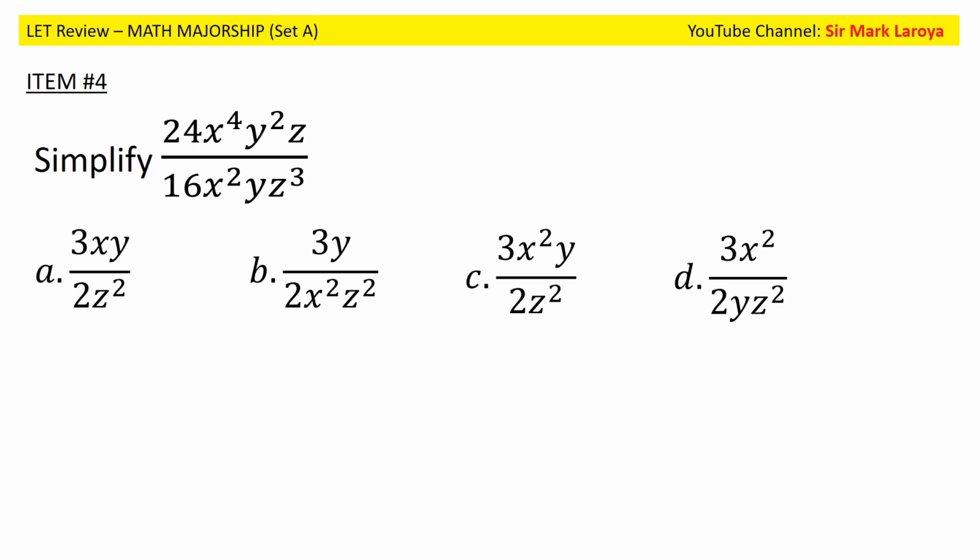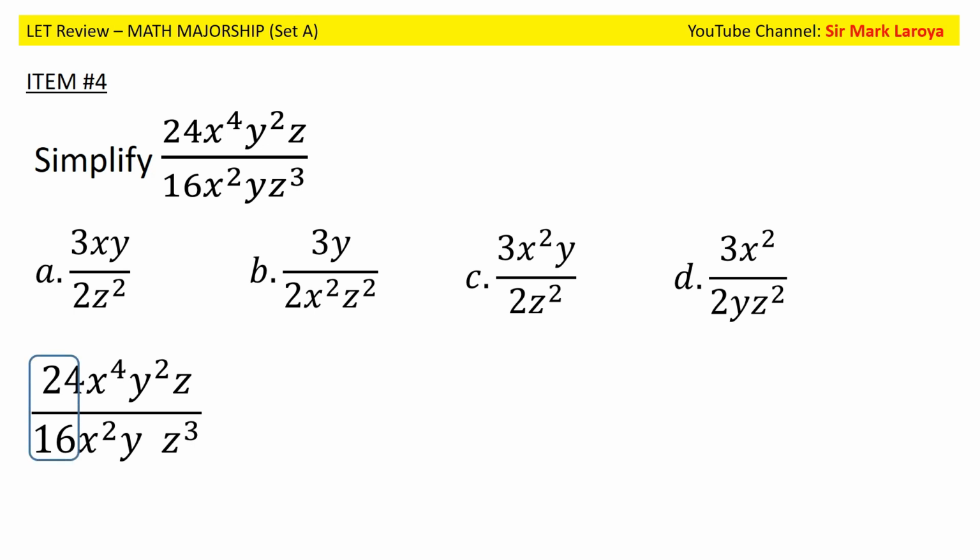To simplify this, kailangan makuha natin yung common factor ng bawat variable o yung number na involved dito dahil ito ay simplifying fraction. So, ito yung ating original expression. So, for 24 and 16, pwede natin silang i-simplify first by identifying their GCF. So, for 24 and 16, ang GCF nila is 8. So, we can divide 24 and 16 by 8. So, that means we simplify 24 over 16 as 3 over 2. So, kumbaga yan yung lowest term ng 24 over 16.